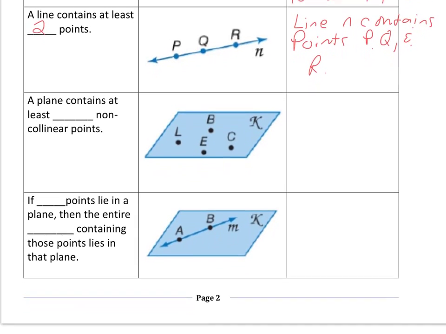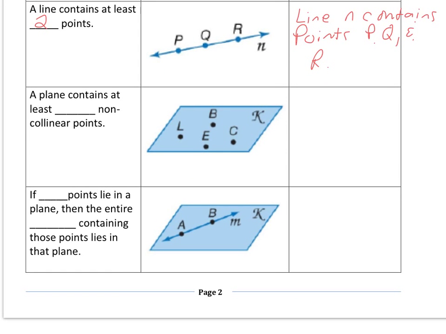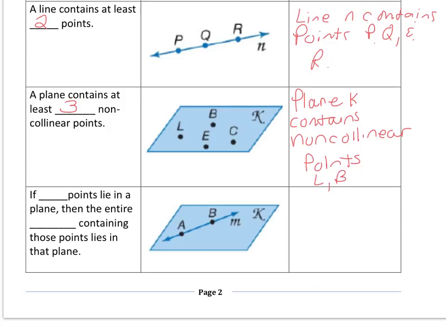Okay, next we have a plane K, and on it we have several points, and we know that any plane has at least 3 non-collinear points. So we could say plane K contains non-collinear points, and you could list 3 of them. Or we could list all of them, L, B, E, and C.